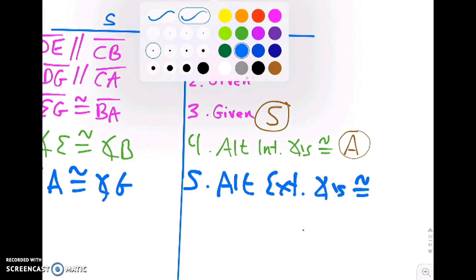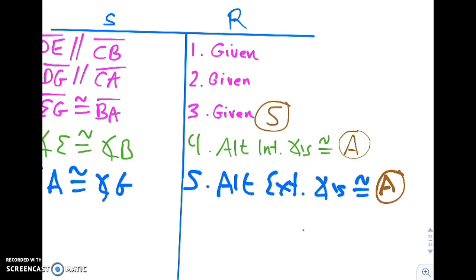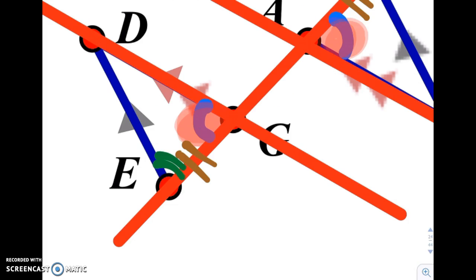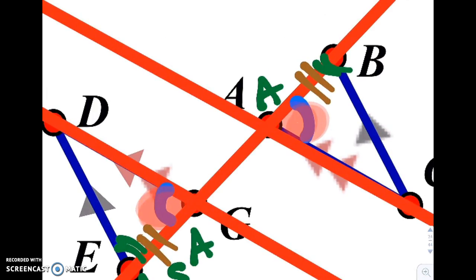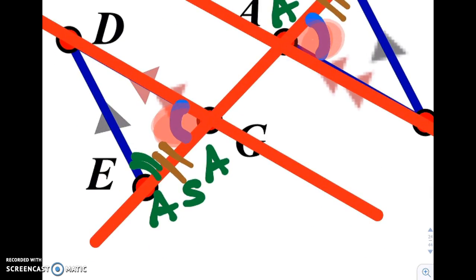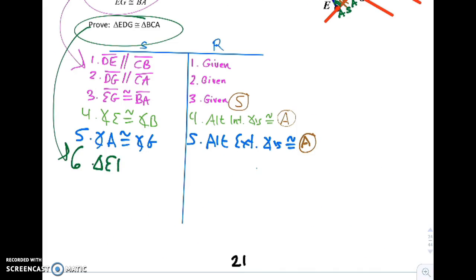And that looks like it's going to be my third strike. So I have 2 angles and a side. Let's go check the order. So it's really congested here, but there is an angle, a side, and an angle right in a row. Same thing on the other one. Angle, side, angle, all in that one little section. So the final proof line is triangle EDG is congruent to triangle BCA because of angle, side, angle being congruent to angle, side, angle.